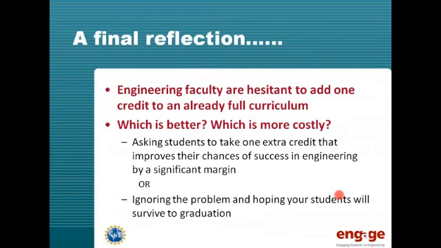And here's my final reflection, and I hear this all the time: engineering faculty don't want to add one additional credit to an already full curriculum. So I'm leaving you with a question: which is better, asking students to take one extra credit that improves their chances of success in engineering by a significant margin, or is it better to ignore the problem and hope your students survive to graduation? And in the long run, which one is really more costly?